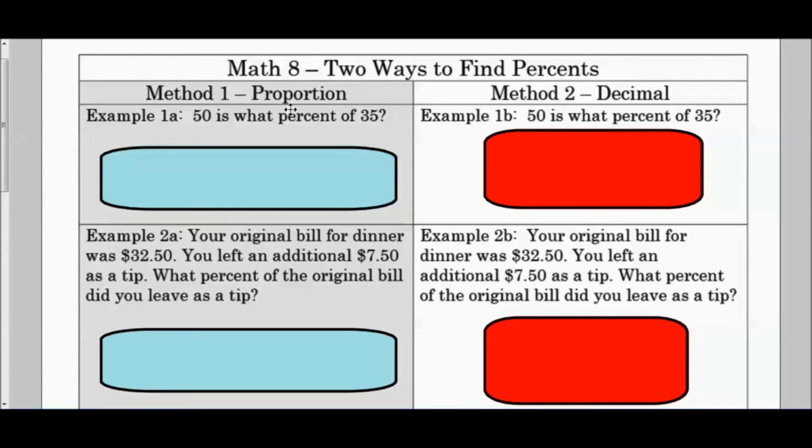We're going to see that basically setting up a proportion is the exact same thing. It's just showing it in a different way. Okay. So example 1a says 50 is what percent of 35? That of really tells us that 35 is our base number. 50 is what percent of the total of 35.